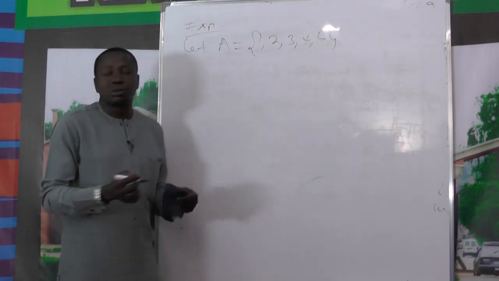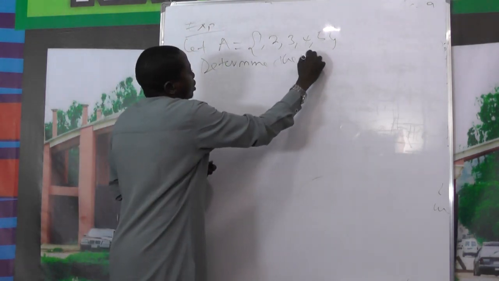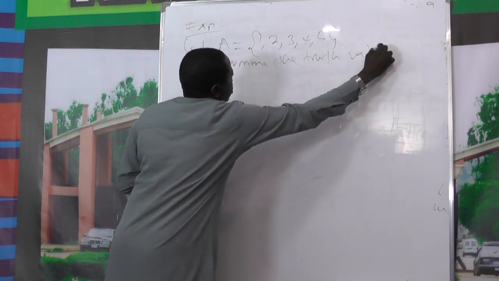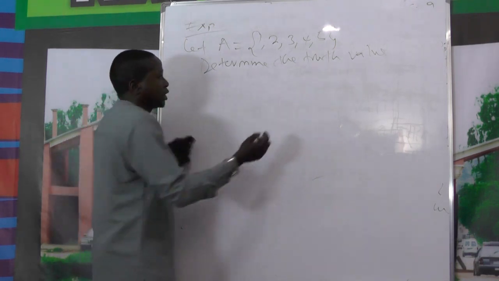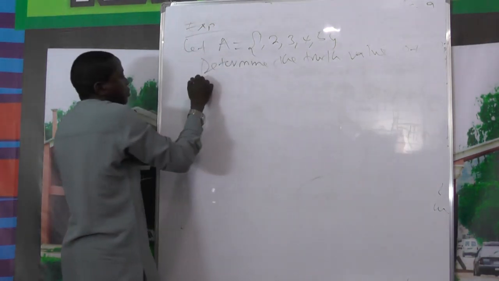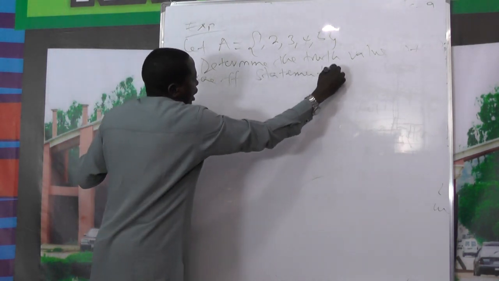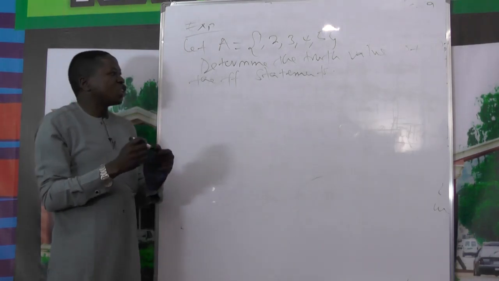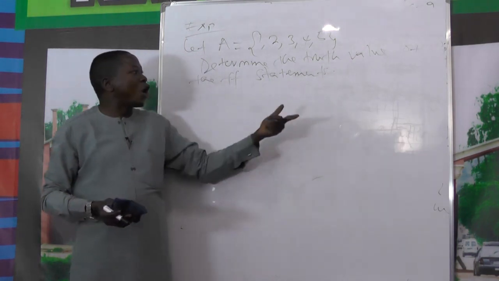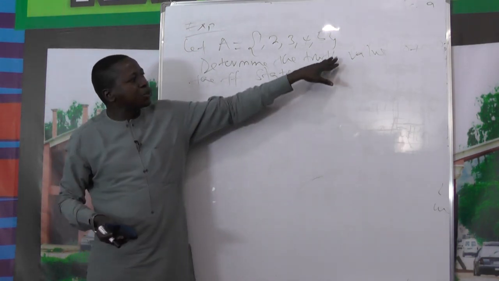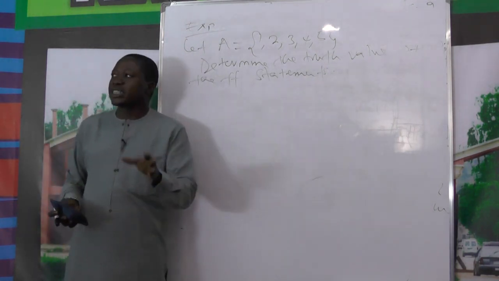Determine the truth value of the following statement. I believe you remember the meaning of statement and you remember the meaning of truth value. The truthfulness or falsity of a statement. I've explained this one earlier. Truth value means the truthfulness or falsity of a statement.